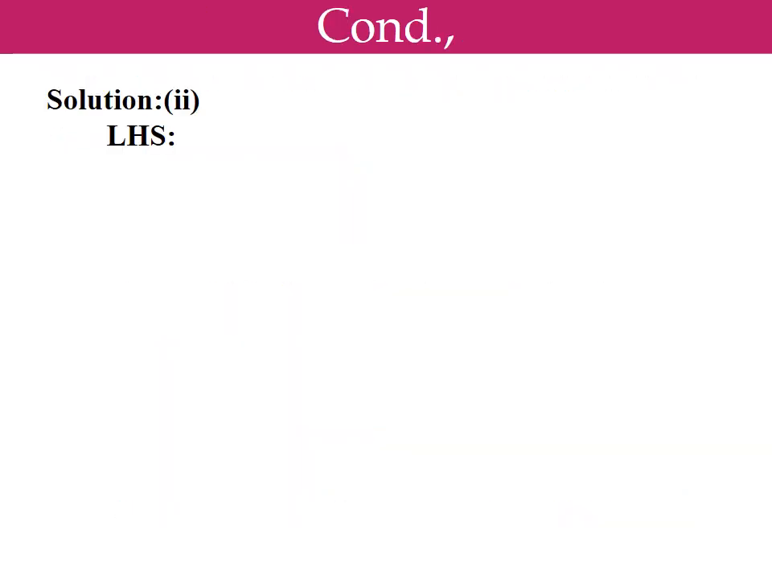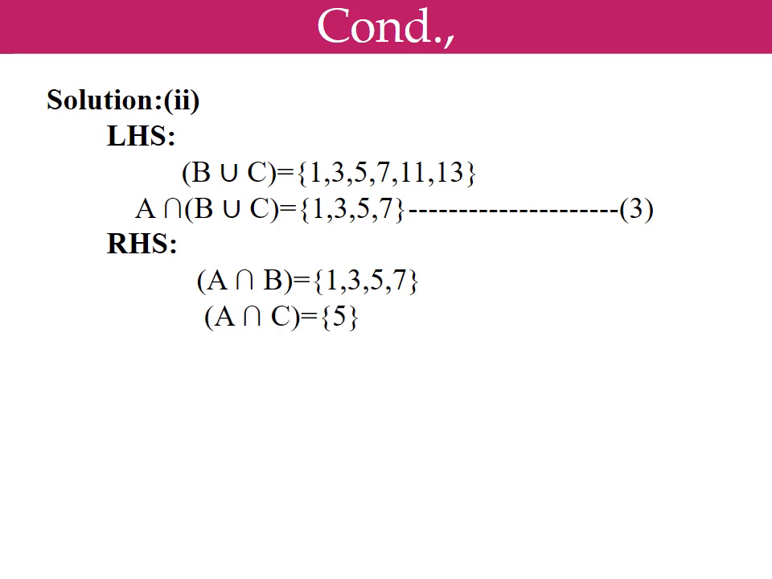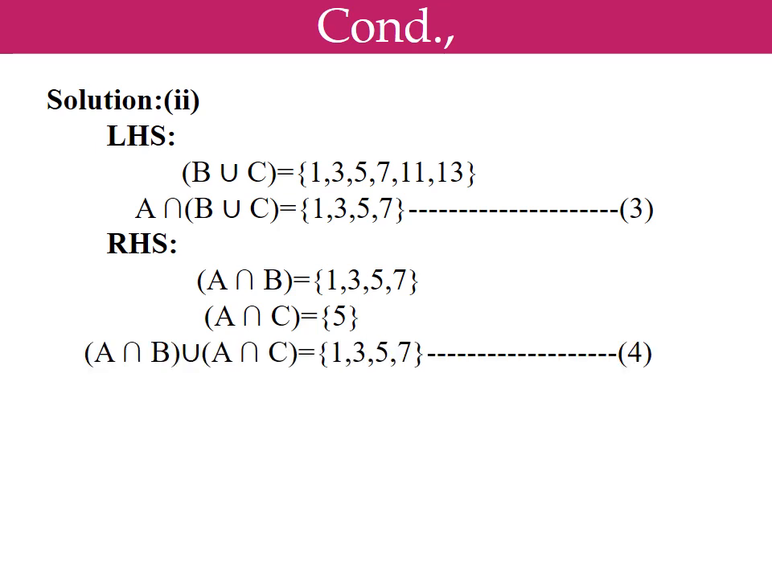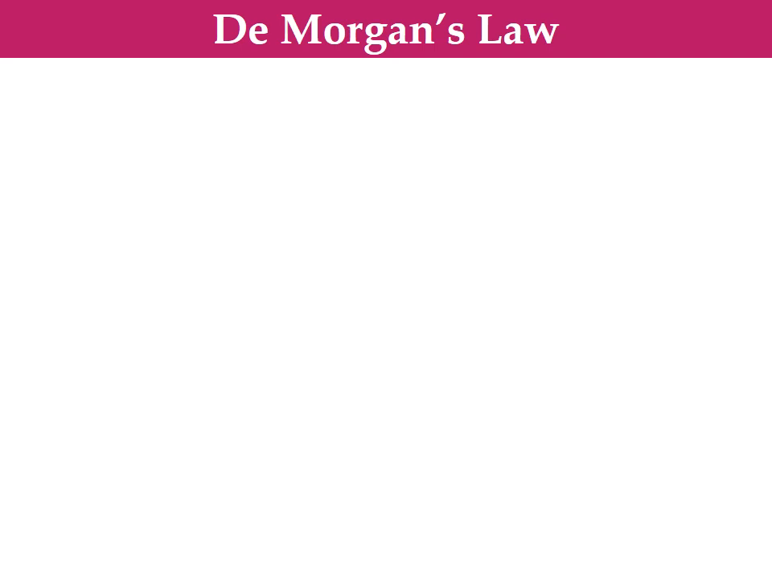Thirdly, we can go for the second distributive law. That is, B union C we are supposed to find first. And A intersection (B union C) is {1, 3, 5, 7}. Assuming it is equation number 3. Only for our purpose we are assuming equations 1, 2, 3, 4. For comparing purposes I'm giving numbers for them. And take RHS. A intersection B is this one. A intersection C is {5}. If you apply union between these two, we'll get {1, 3, 5, 7}. By comparing 3 and 4, the second distributive property is also verified. Next one is the very important one, De Morgan's law.